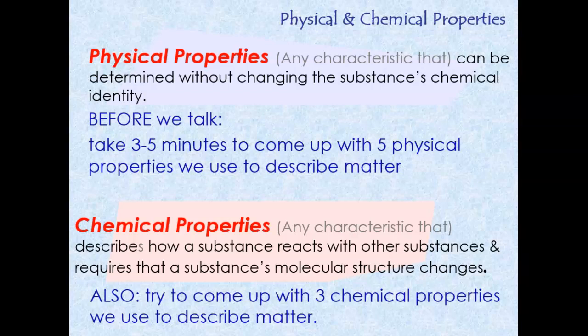All right, so again, there's your definition of physical properties. When we look at chemical properties, we say any characteristic that describes how a substance reacts with other substances. It requires that a substance's molecular structure changes. So physical properties are properties that stand alone. What are we looking at? Chemical properties, what does something do? All right, so go ahead and pause the video and just for a few minutes, talk to somebody and come up with a couple of lists.